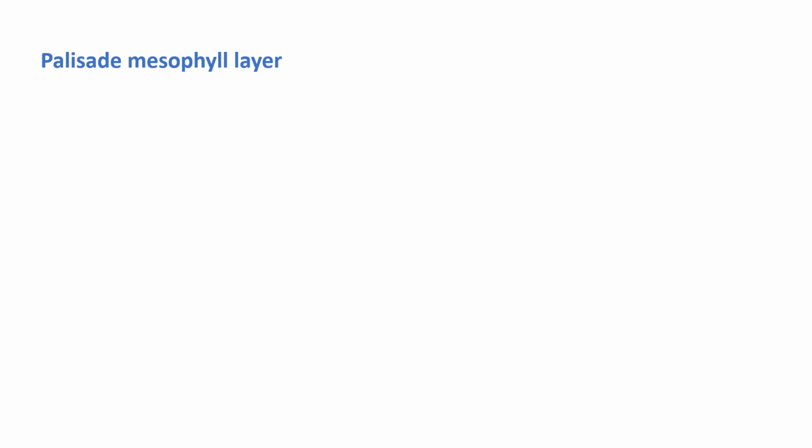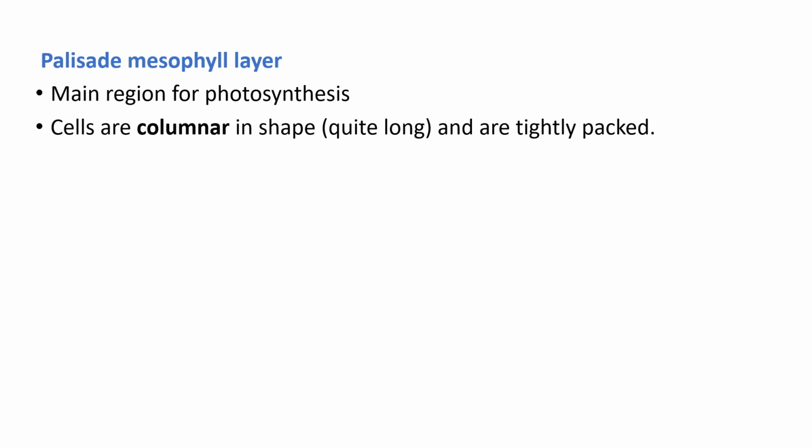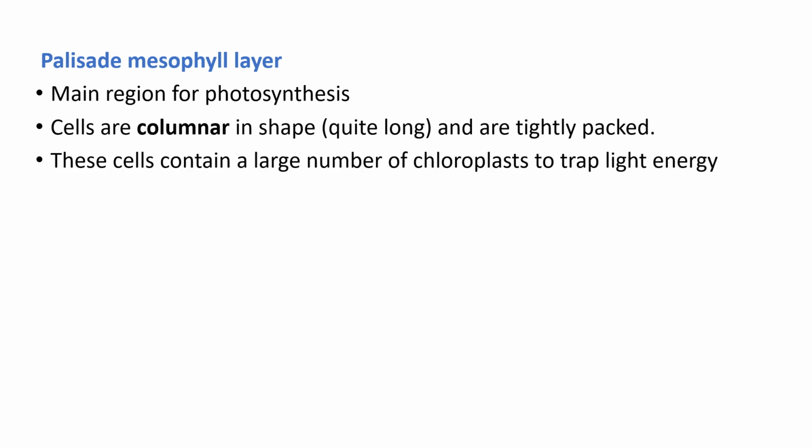Next layer is the palisade mesophyll layer. It is the main region for photosynthesis. The cells are columnar in shape and are tightly packed. These cells contain a large number of chloroplasts to trap light energy.